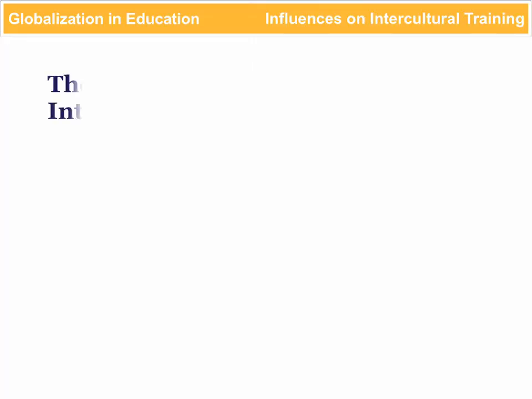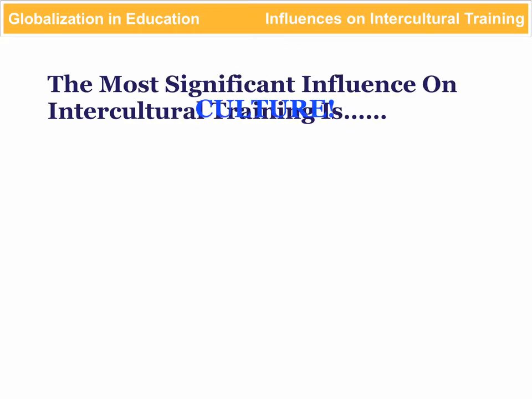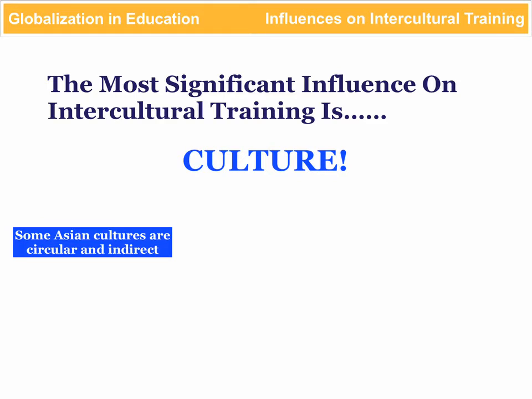The most significant influence on intercultural training is culture. For example, some Asian cultures are circular and indirect, whereas the USA and Canada is more linear and direct. If I have a problem with somebody in the United States, I might go and talk to them individually. Where in Asian cultures, that would be very offensive. So you may speak indirectly, maybe speak to a group. You wouldn't necessarily go and humiliate somebody.